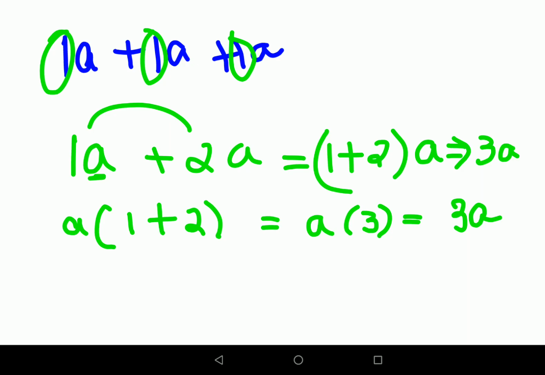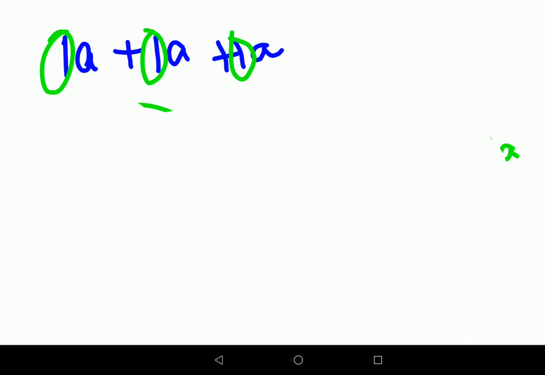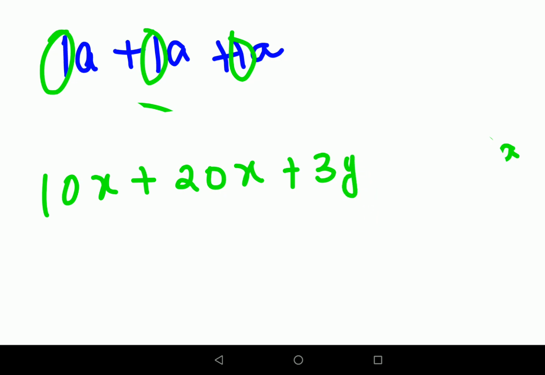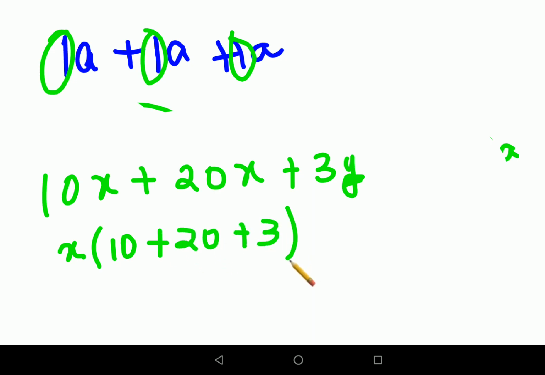So again, let's look at one more example and then we'll go back to our question. The example I'm going to explain is 10x plus 20x plus 3y. Now understand, here in this case, this variable is different. So please don't make the mistake of taking x common and adding 10 plus 20 plus 3. No, you can't. Why you can't? Because here the variable is y. It's not x. If the variable was x, then you would have done this.